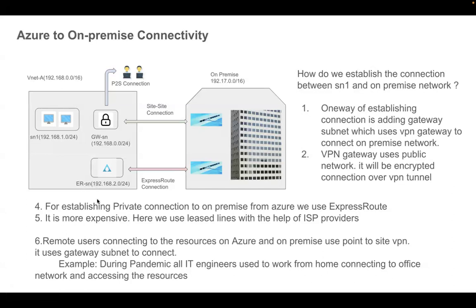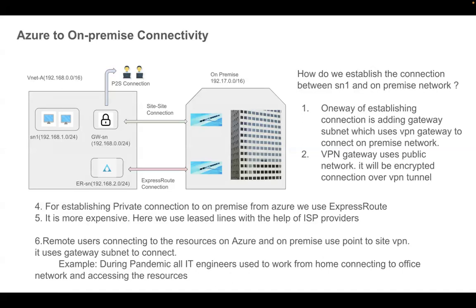So pretty much this is about the ExpressRoute connectivity. The next is point to site connection. Remote users connecting to the resources on Azure and on-premise use point to site VPN. It uses the gateway subnet to connect. For example, during the pandemic, all the IT engineers who were working from home were connecting to the office network and accessing the resources using this point to site connection.